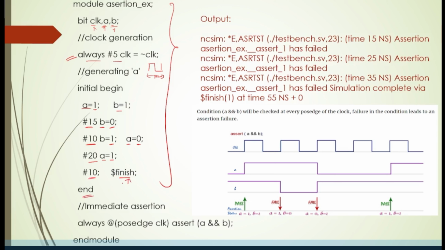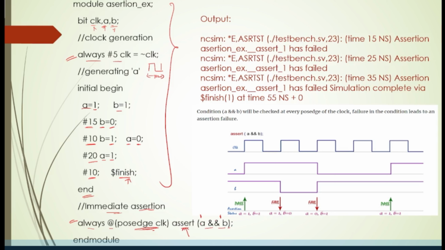Now for this particular spec, there is a condition that for every passage of clock, assert A and B. If you are writing the assertion in this manner, what is the meaning of this? Always at the positive edge of clock, that means for every passage of clock, assert A and B. If A and B both are 1, then the assertion is passed. If A and B is not 1, then the assertion is a failure.